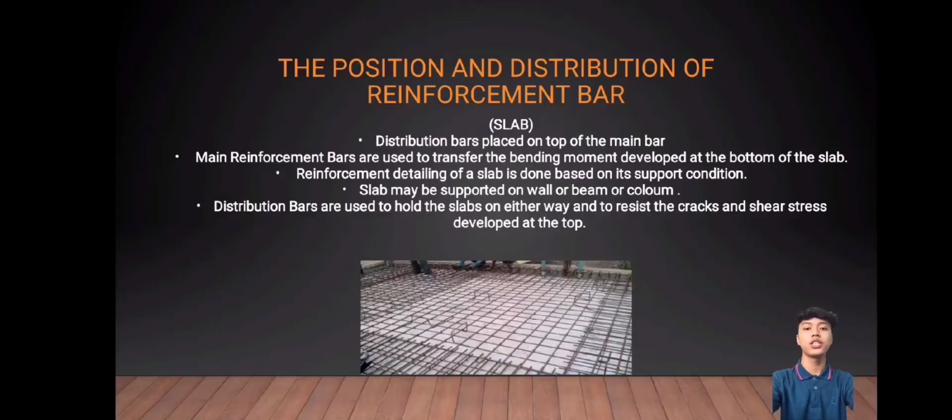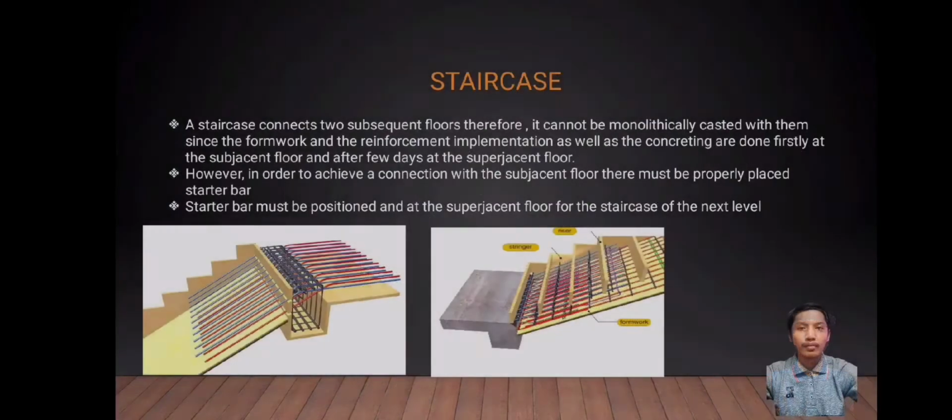The position and distribution of reinforcement bar. First, distribution bars are placed on top of the main bar. Second, main reinforcement bars are used to transfer the bending moment developed at the bottom of the slab. Third, reinforcement detailing of a slab is done based on its support condition. Fourth, slab may be supported on wall or beam or column. Fifth, distribution bars are used to hold the slab on either way and to resist the crack and shear stress developed at the top.